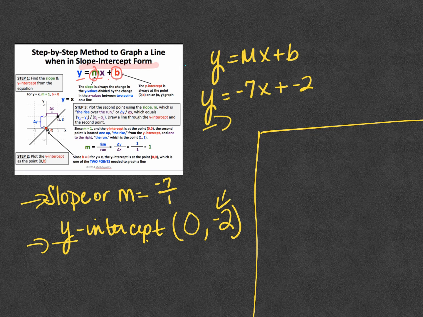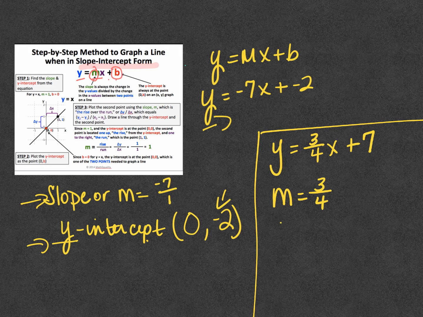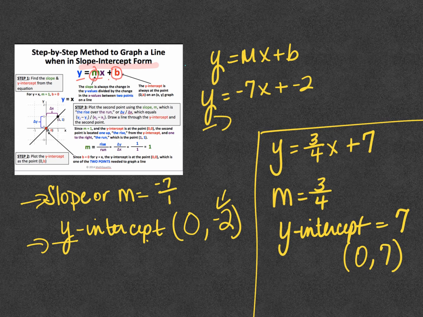Now, if you are given the form and you're asked to identify the slope and the y-intercept, let's say that you have y equals 3 over 4 x plus 7. So you would say your slope is 3 over 4, and your y-intercept is 7. Or you could write it like that in your form that way.